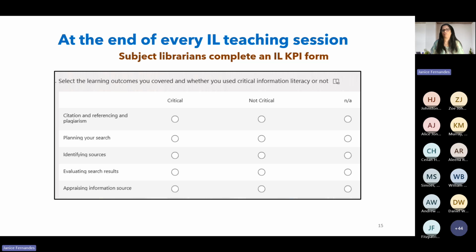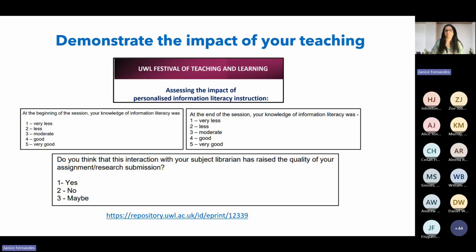So this is the sort of form that we have at the end of every information literacy teaching session. We fill up a form like that, which says what bits of the teaching we did, and we can then make use of that to maybe change the learning objectives the following year or add some more bits depending on the impact.